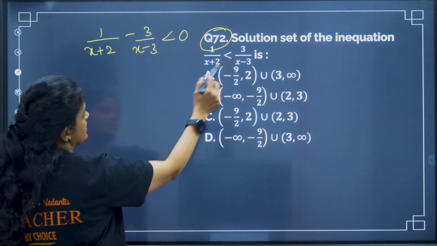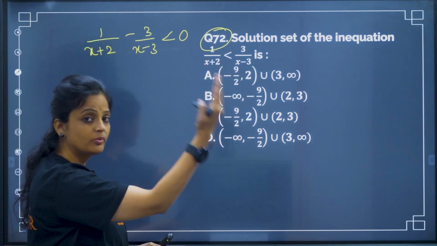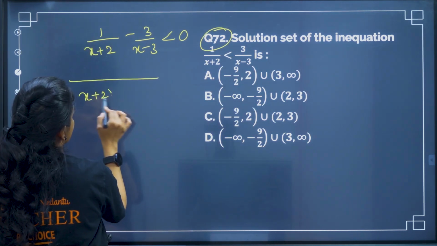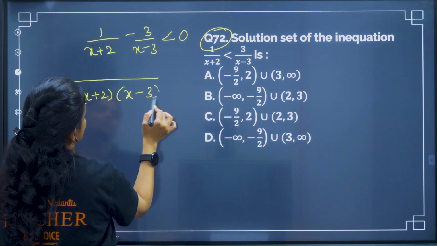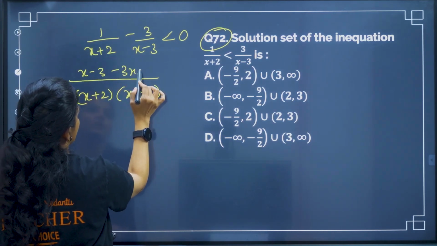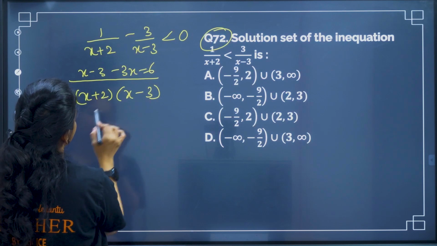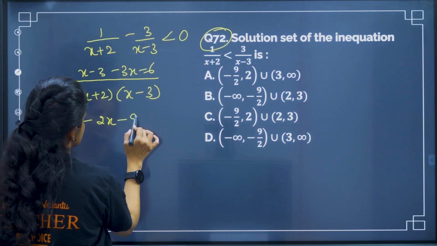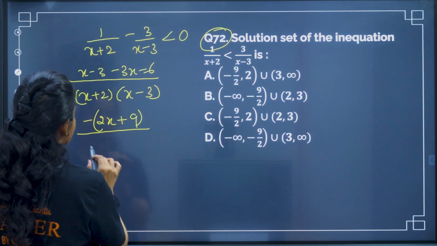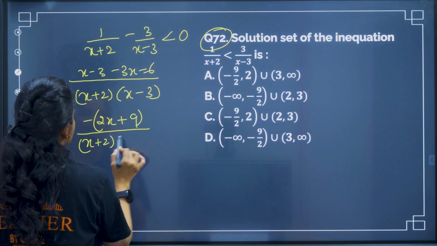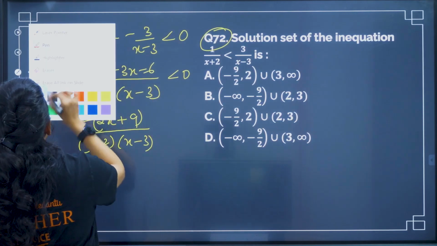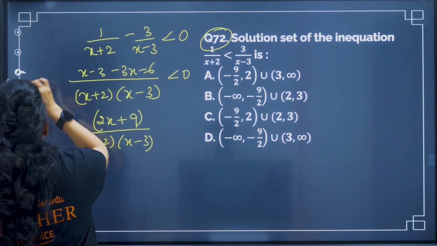Whenever an unknown is there, you cannot cross multiply this. You have to bring the term to the other side and simplify further. So on taking LCM, we have x minus 3 minus 3x minus 6, which gives minus 2x minus 9. If I take the negative common, this less than 0 becomes greater than 0 actually.